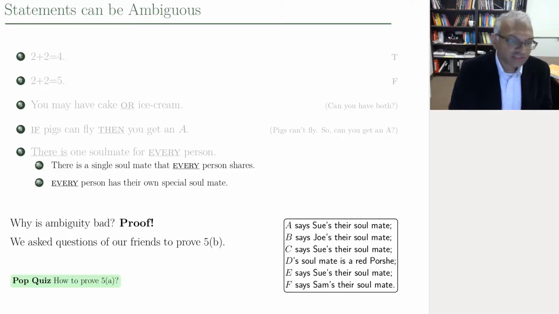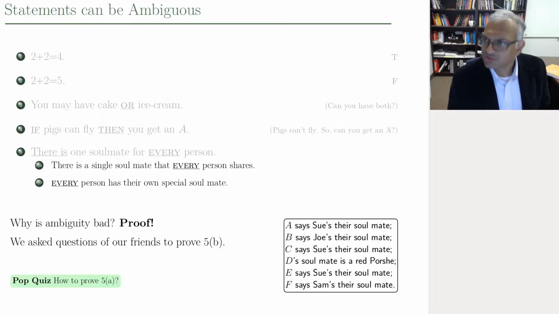So an interesting question is, how would you prove 5a? A proof might go like this. After we made our first round of questions, we might have said, well, B, is Sue your soulmate? B says yes. C says yes. D says no. Now we are stuck again. So Sue is clearly not a soulmate to everyone. So we go back to A. Do you have another soulmate? A says Joe. Now B also has Joe.